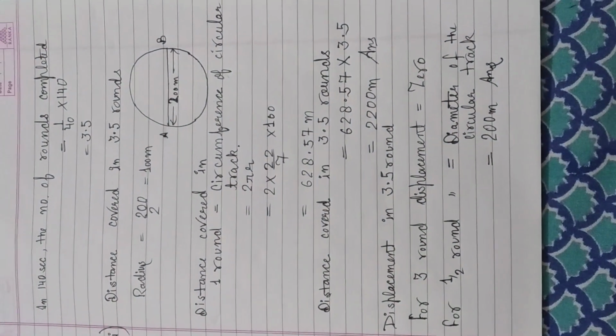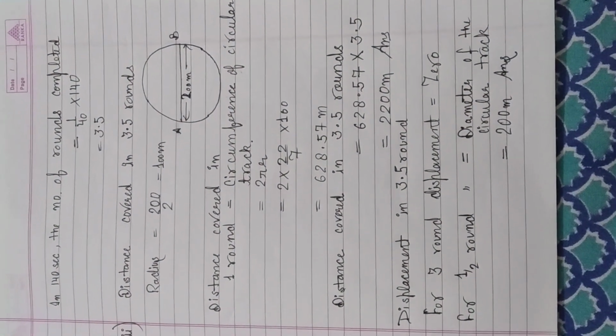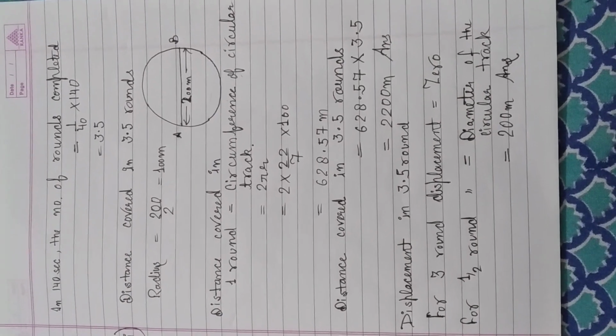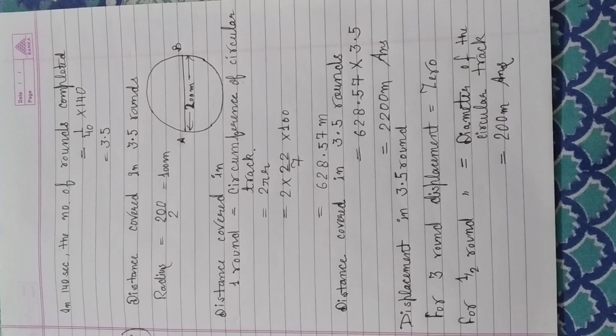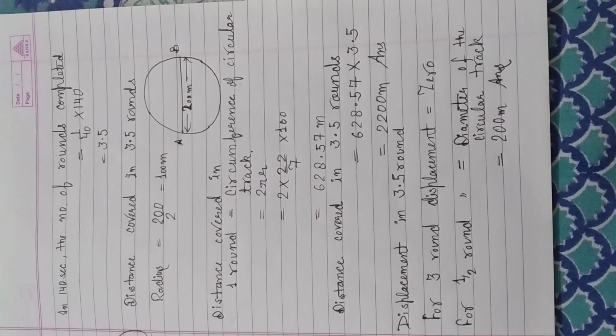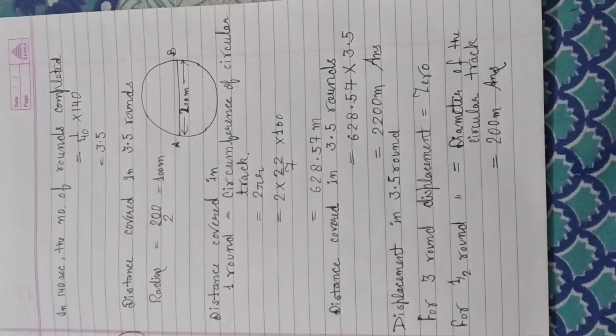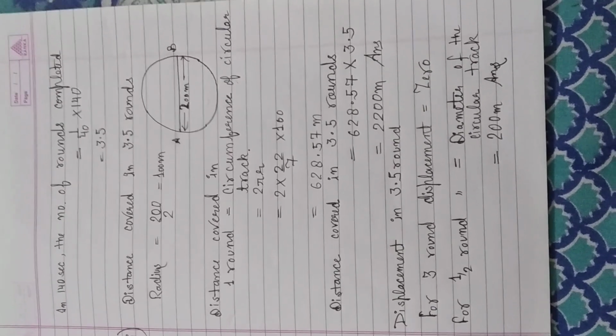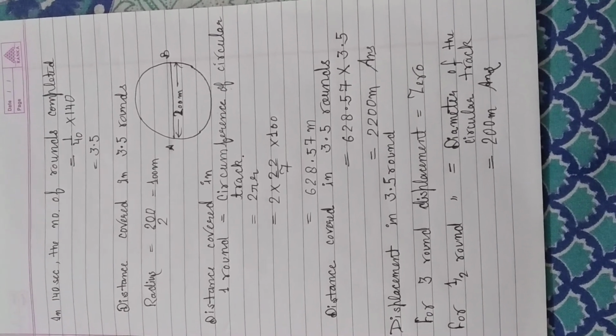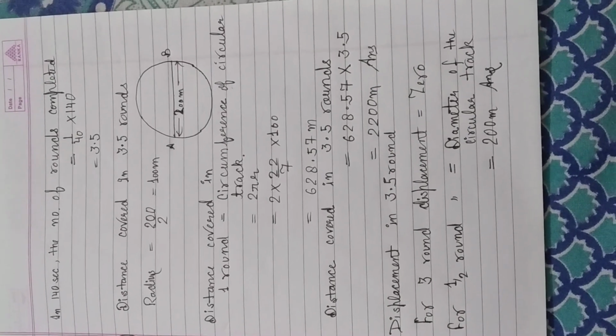You can learn these formulas: whenever for a circular track you want to find out the distance, the distance for one round will be equal to the circumference of the circular track, which is 2 pi r, and for half round the displacement will be equal to the diameter of the circular track.